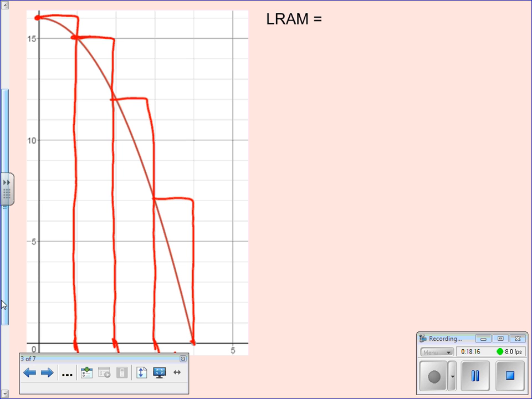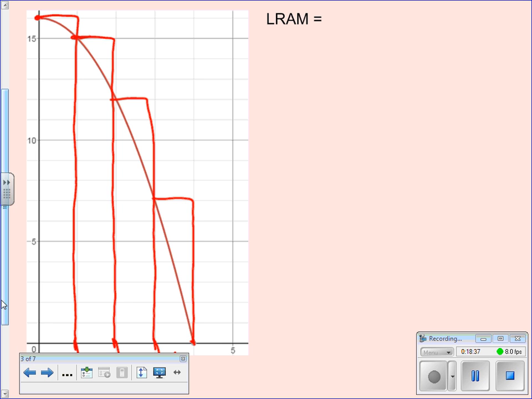Notice each one of those rectangles is above the curve. So when I add up the areas of those rectangles, I'm going to get an over approximation. I'm going to get more area than is actually under the curve. If I have a decreasing function, then LRAM is going to give me an over approximation.